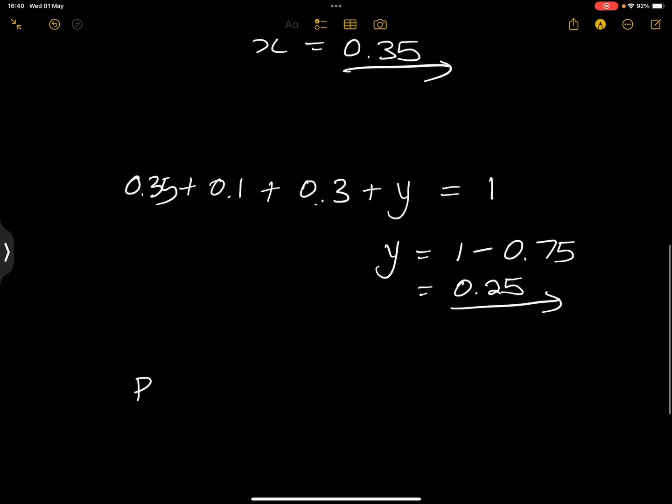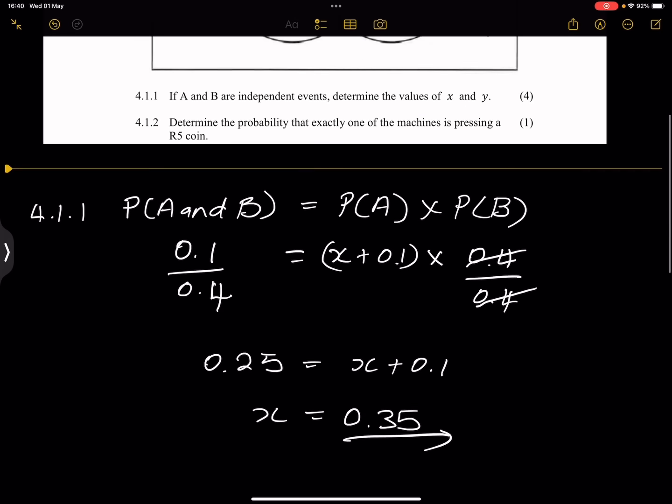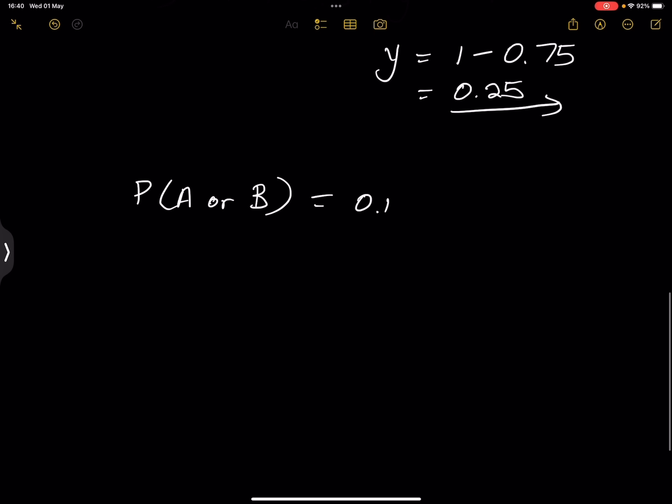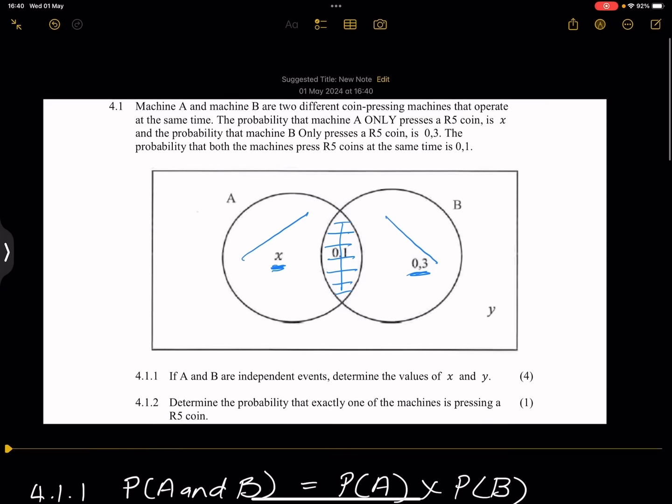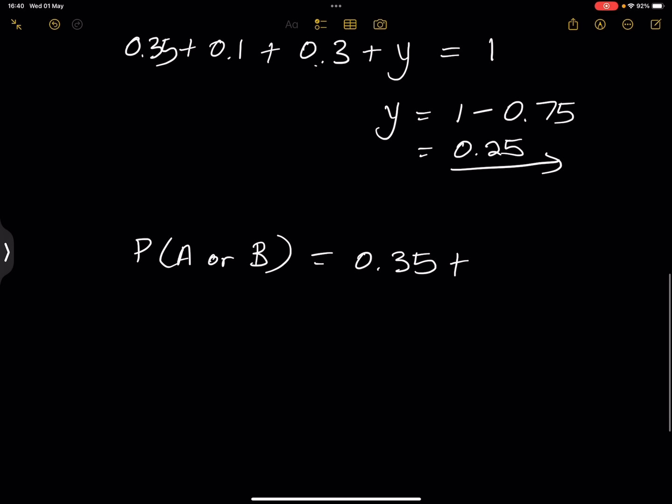So we can say the probability of A or B, okay, will be equal to X. We said X is 0.35. So that would be 0.35 plus, in this case, we're looking at 0.3.